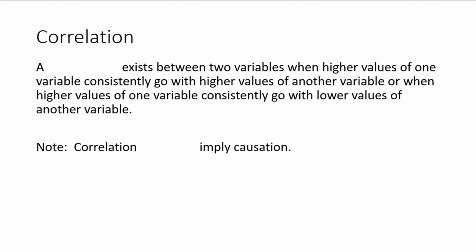Correlation. A correlation exists between two variables when higher values of one variable consistently go with higher values of another variable, or when higher values of one variable consistently go with lower values of another variable. Important note: correlation does not imply causation.